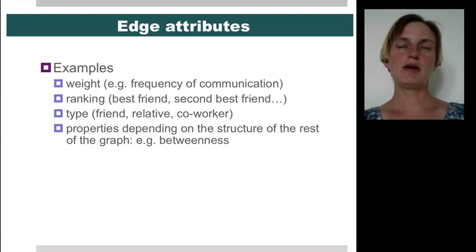And finally, there may be properties that you're assigning to the edge that really depend on the rest of the network. And this we'll get into later, but some edges might be acting as a bridge between two different areas of the network. And so they might have a special role, or what's called the property of betweenness. So we'll be calculating such properties, and edges, of course, can have any sort of property that you calculate on the graph.